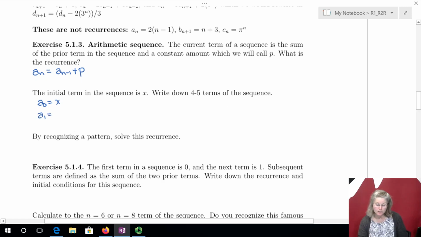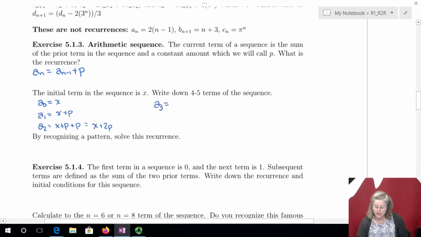Well, using this recurrence, I know what a_0 is, and if I substitute 1 in for n, I get a_1 is equal to a_0 plus p. Well, that's equal to x plus p. And now I can substitute in for a_2. If I put 2 in for that n right here in my recurrence, I know that I'm going to get a_1 plus p. Well, a_1 is x plus p, so I'm going to get x plus p, plus another p. Notice this is equal to x plus 2p.